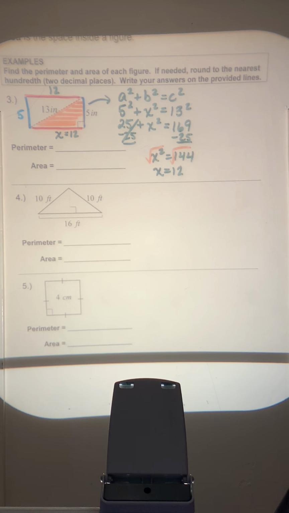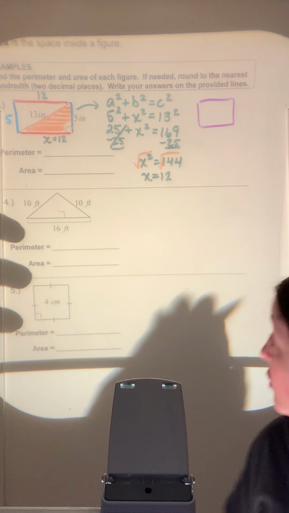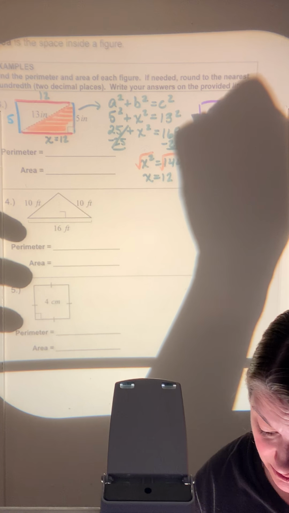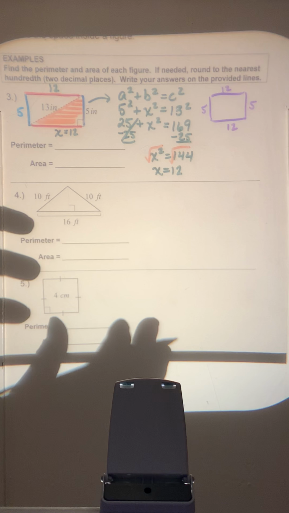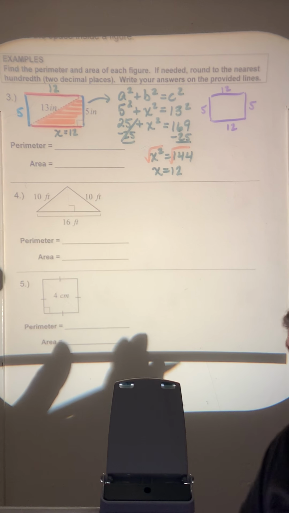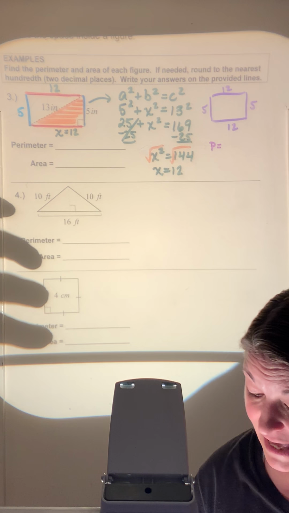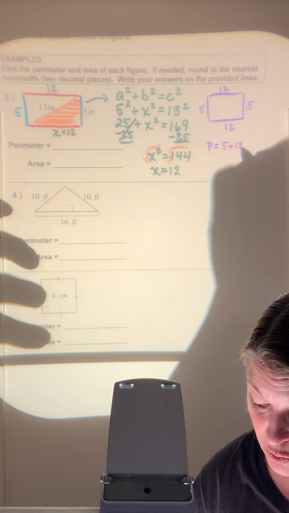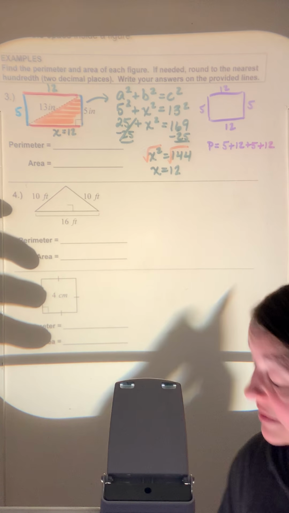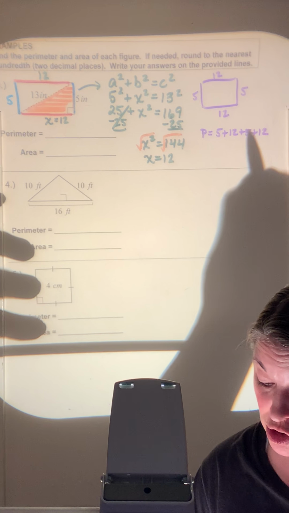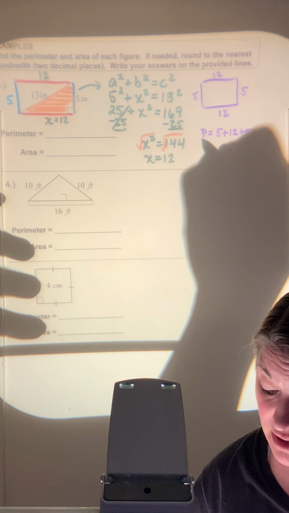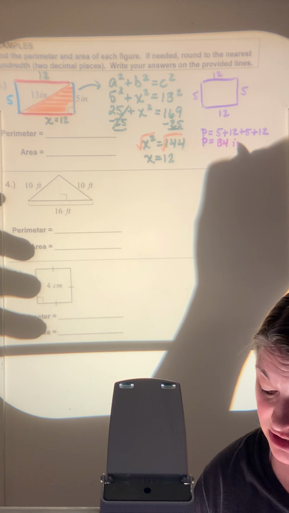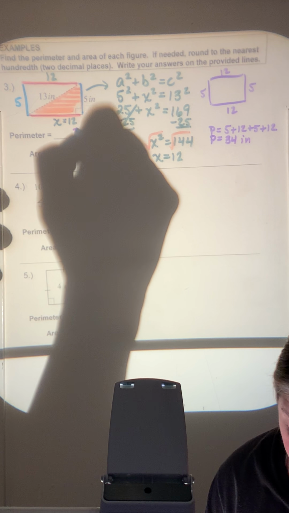In fact, over on the side here, guys, I'm just going to redraw this rectangle without that line in the middle so you can really see what's going on here. All we have is this rectangle. The sides are 5 and 5, 12 and 12. So the perimeter, again, is just adding them all up. 5 plus 12 plus 5 plus 12. Notice it's just 2 5s, which is 10, and 2 12s, which is 24. It's just going to give us 34 inches. So the perimeter is 34 inches.